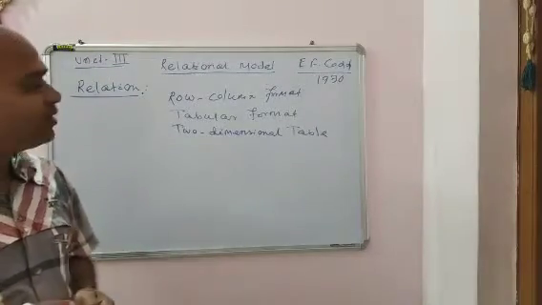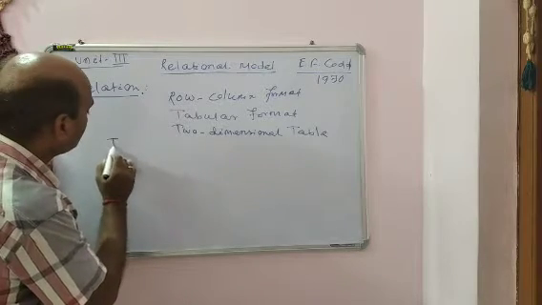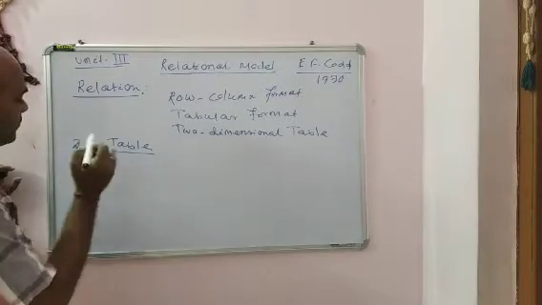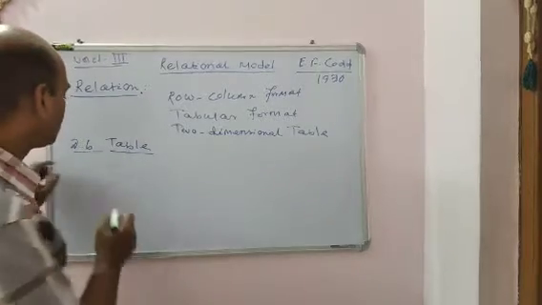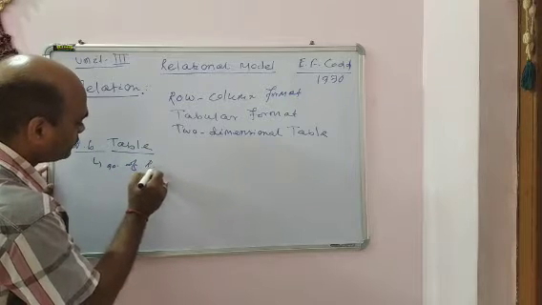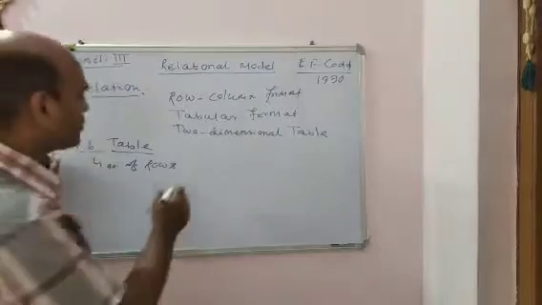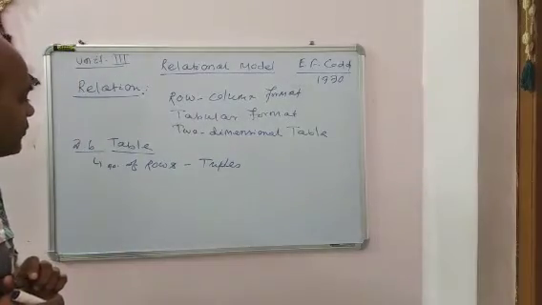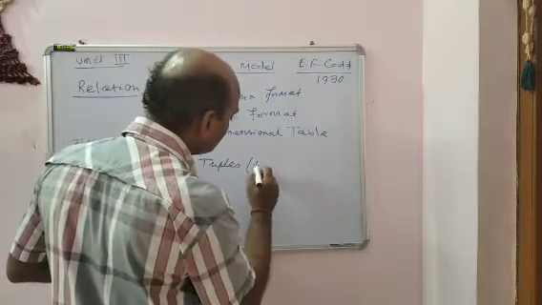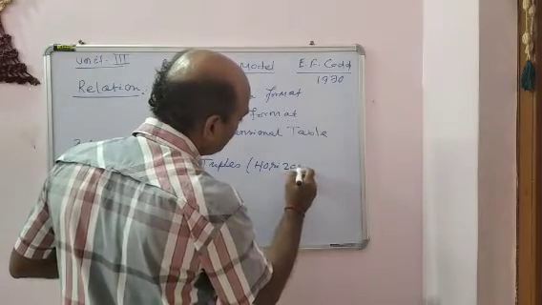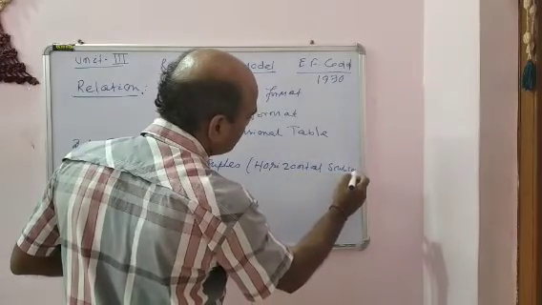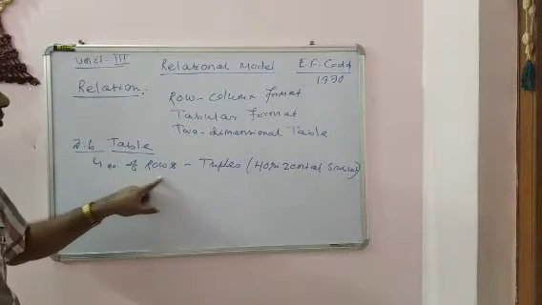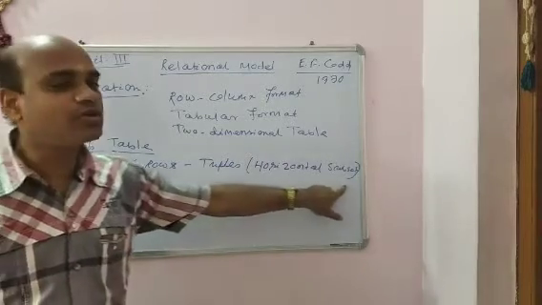Here a relation or database table consists of a number of rows. The rows are nothing but called tuples. A tuple is the horizontal subset of the database table. So the table consists of a number of rows, the rows are called tuples, and the tuples are nothing but the horizontal subsets of the table.